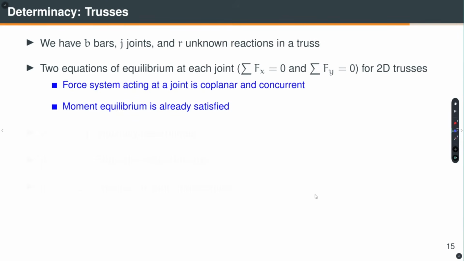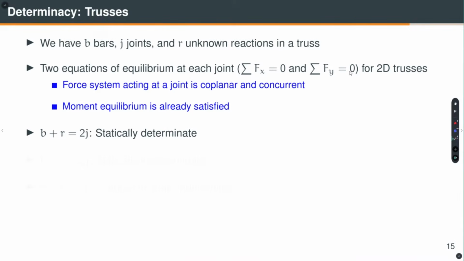At each joint we have 2 equations of equilibrium: summation Fx is equal to 0, summation Fy is equal to 0. What happened to the moment equilibrium? Well, the forces acting at a joint are concurrent and coplanar. So, therefore, the moment equilibrium is automatically satisfied, hence you have only 2 equations of equilibrium.